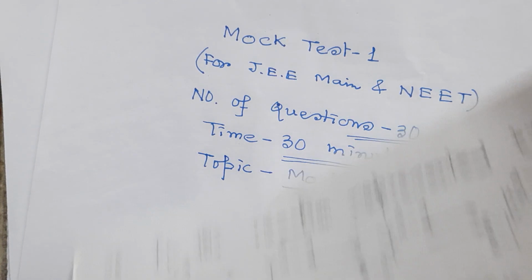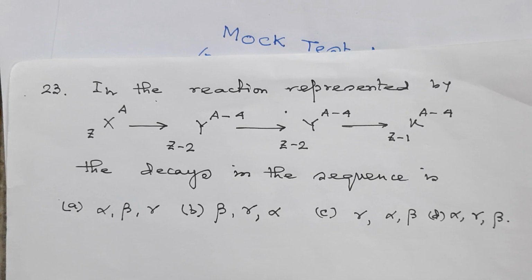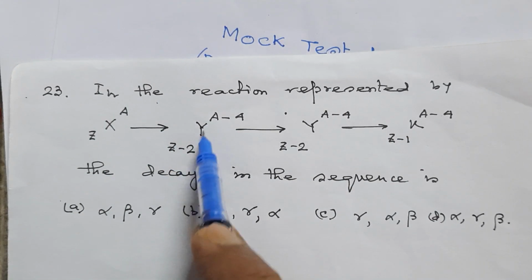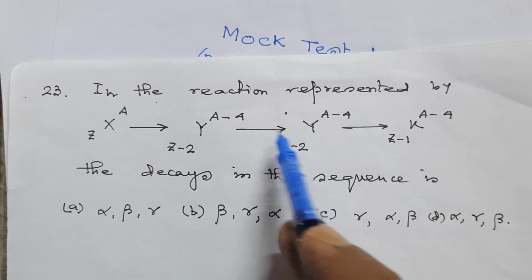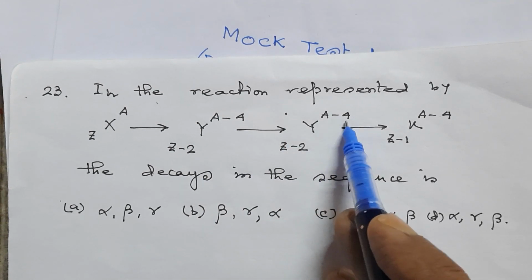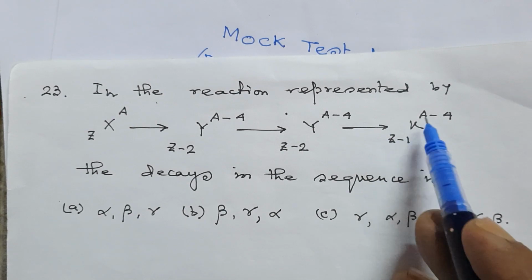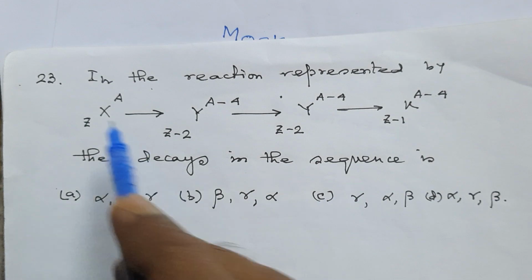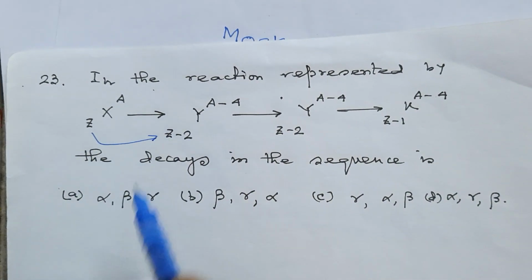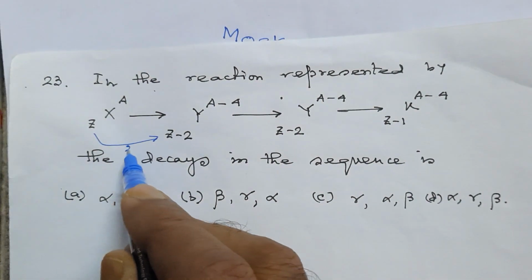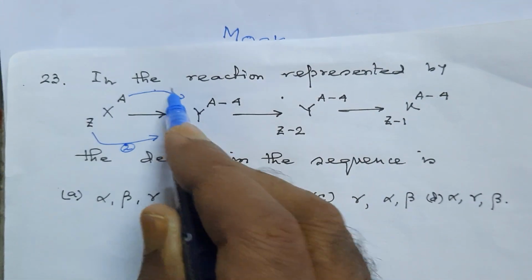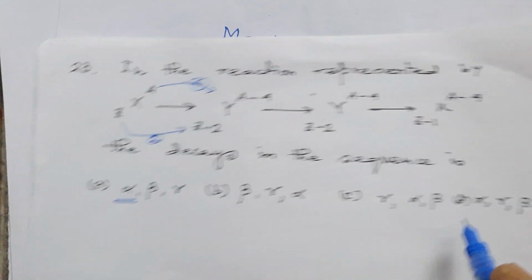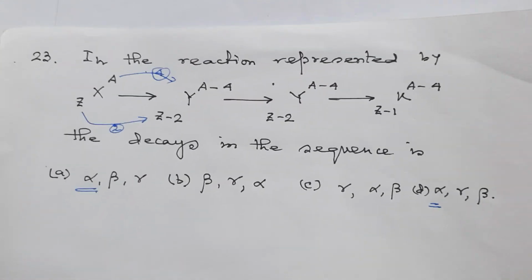Question number 23. In the reaction represented by Z X A, to Z minus 2 Y A minus 4, to Z minus 2 Y A minus 4, to Z minus 1 K A minus 4, the decay in the sequence is. Suppose in the first case, the change in the atomic number is 2 and that of the mass number is 4. So an alpha particle is emitted in the first case. So the option either A or D is the correct one.